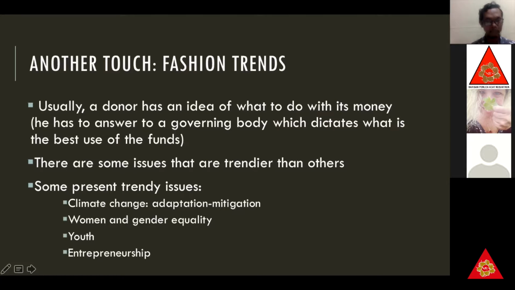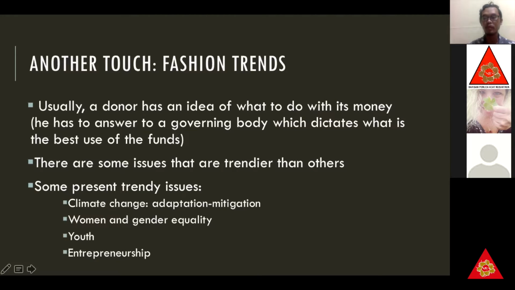And over time, there have been trends and fashion, and there are some issues that are trendier than others. I would present some trendy issues right now because it changes over time. The language changes. But the first one is climate change. Lots of people want to work on climate change and give funds for climate change. Here there are 2 key words: adaptation and mitigation.